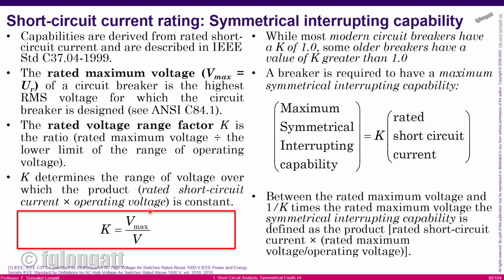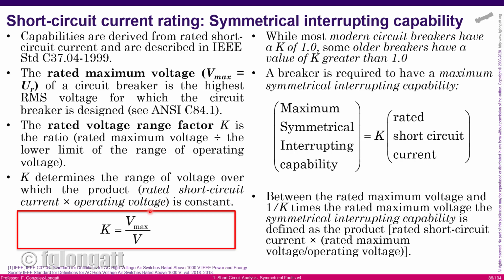What I'm trying to say is when there is a short circuit, there is a maximum voltage and there is a minimum voltage. The maximum voltage is typically defined by the insulation level of your circuit breaker. But the low operating voltage, in some sense, defines the capability of your circuit breaker to still operate. Now, what you need to understand is that this factor is basically what defines the maximum symmetrical interrupting capacity.